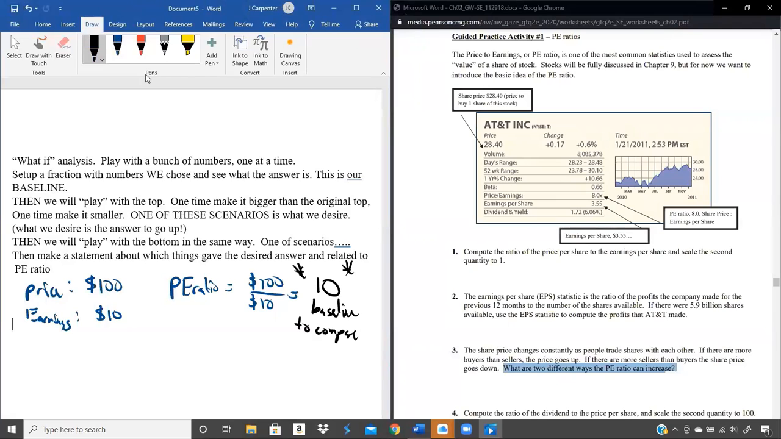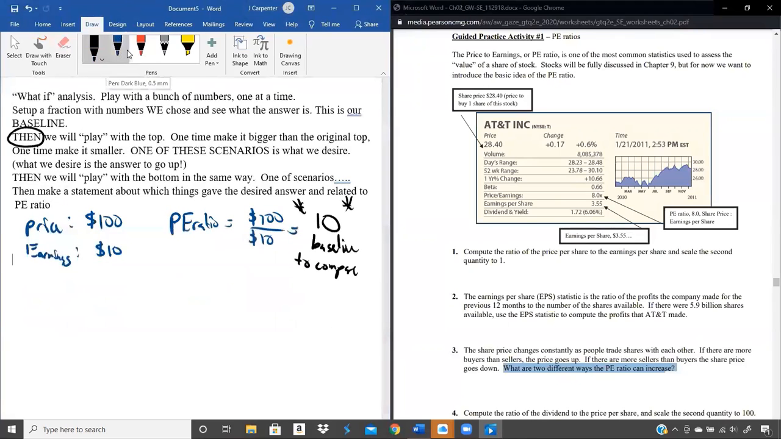So now what we're going to do is play with the top. So in this 100 over 10, I'm going to one time change the 100 to a bigger number. Then I'm going to one time change that 100 to a smaller number. So in a different color, let's go with, so this is us playing with the top.